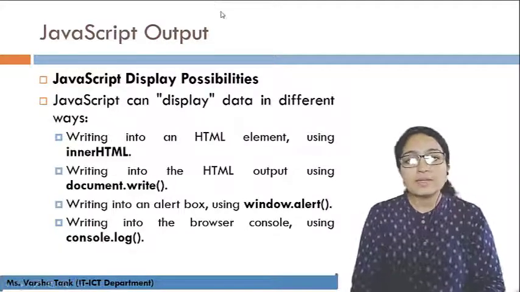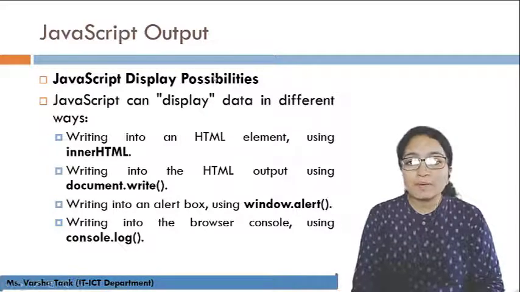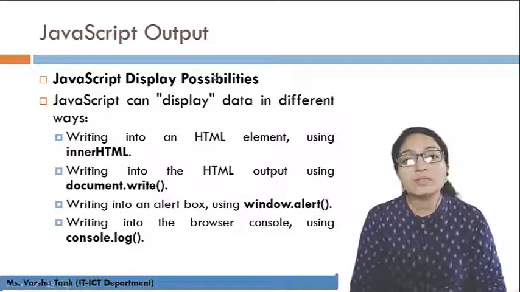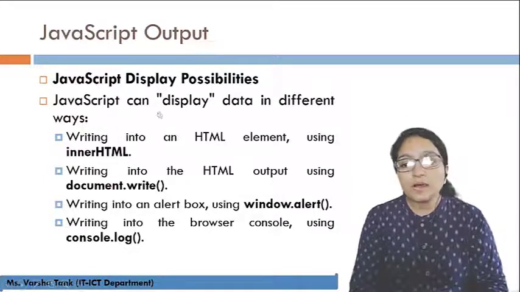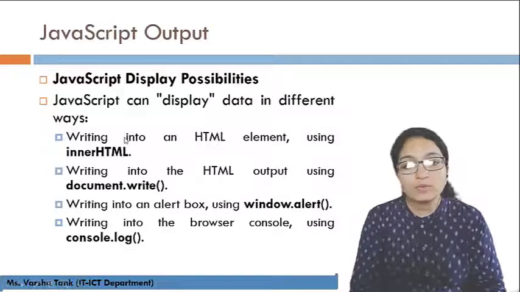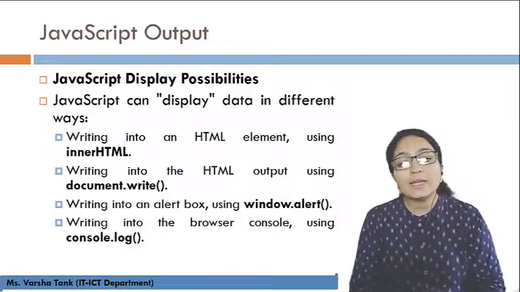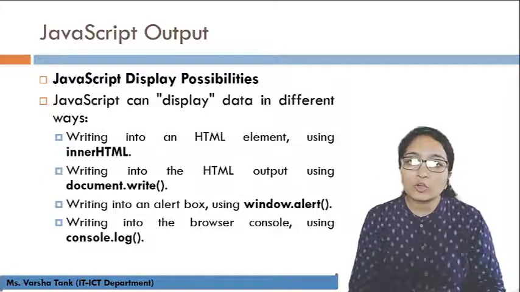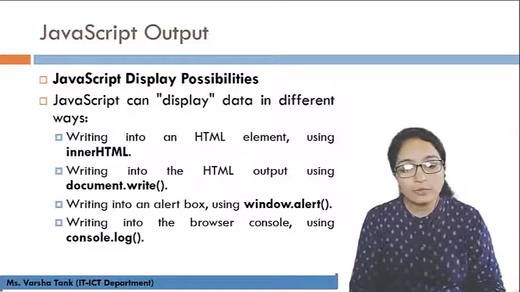Now let's see the JavaScript output. JavaScript output means JavaScript display possibilities: in how many ways can you display output? JavaScript can display data in different ways. Writing into an HTML element using innerHTML. That is one way you can display the output. Writing into the HTML output using document.write. You can use the document.write method to display the output.